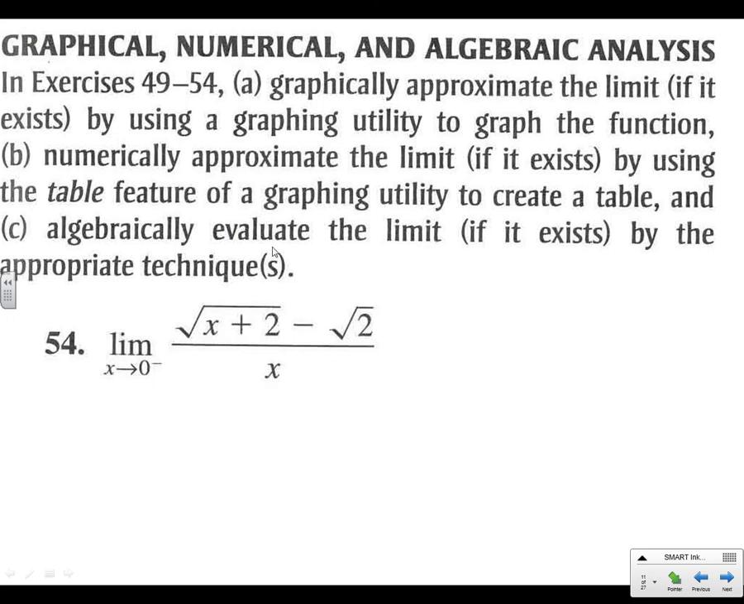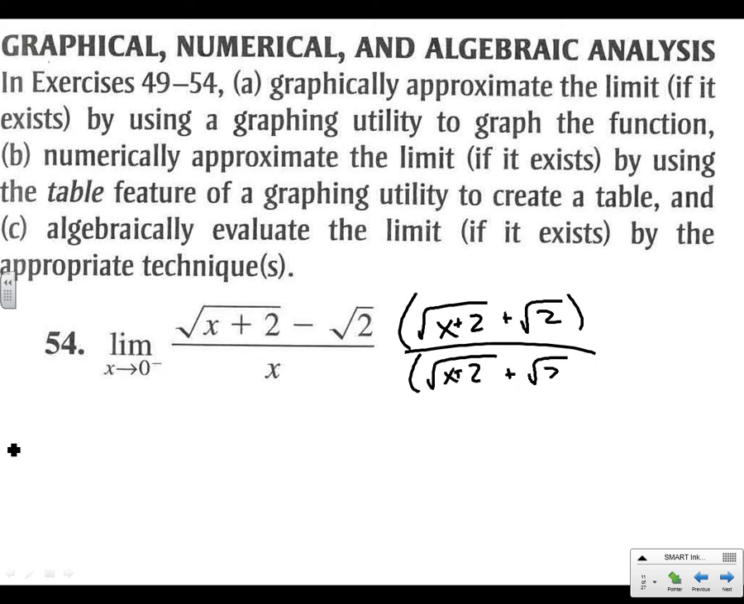All right, 54 explicitly asks us to do the things we've already been doing. It really wants us to look at this graphically using the trace and the table and using the conjugate method. Since this is already up, I'm going to start with part C and do the conjugate here, just because we already have it. X plus 2 plus root 2. Top and bottom.